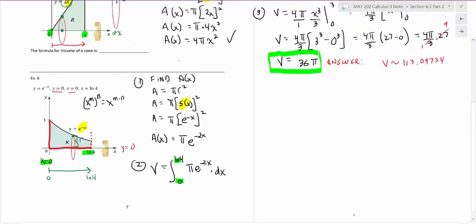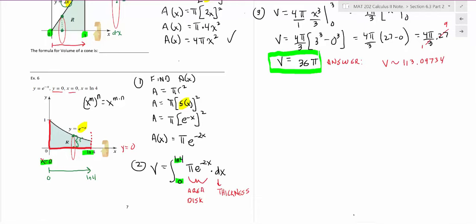Again, I want to stress that this right here is giving the area of the disk. And then this thing right here is giving the thickness. So you're actually summing little disks, and the dx allows it to get infinitesimally small in thickness.